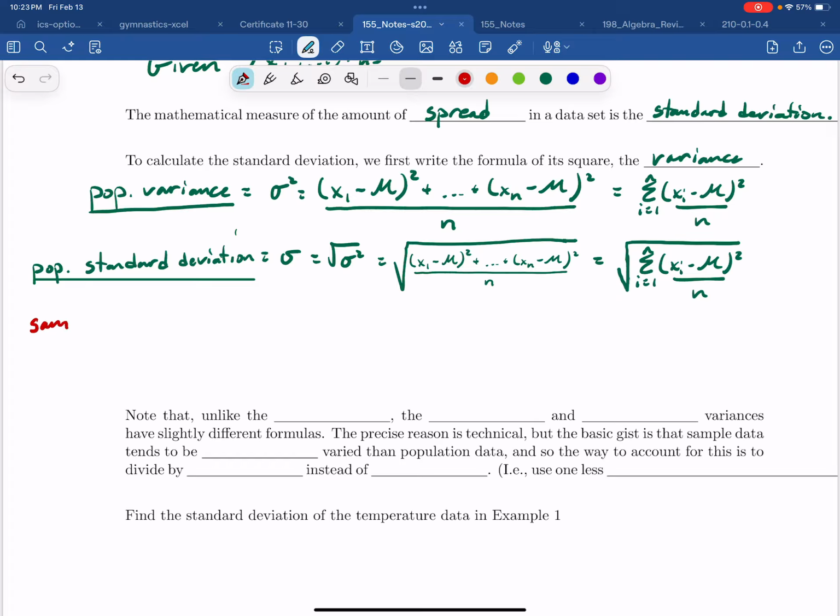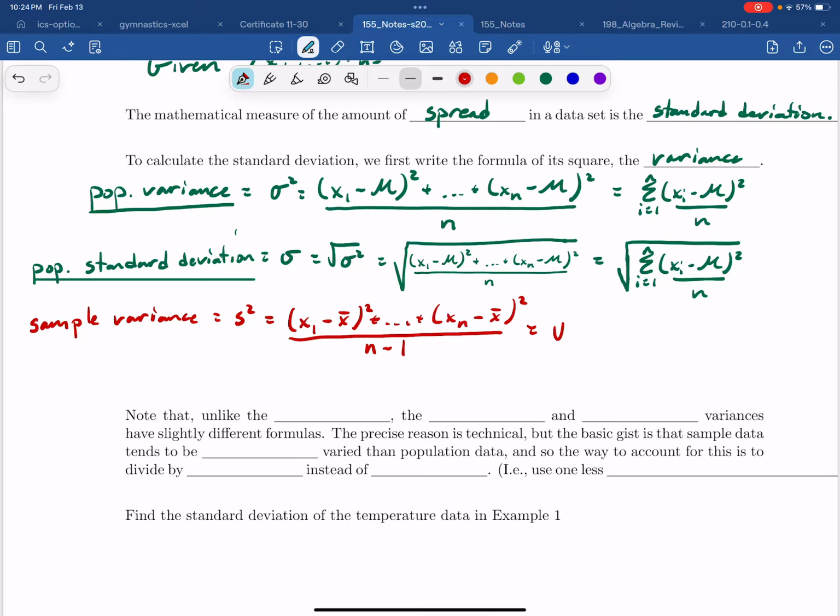So the sample variance equals S squared. Remember, Greek for population, English for sample. Now we're assuming we have a sample of size n. Same thing, but remember that when we talk about the sample mean, we refer to it as x bar. So remember, mu and x bar are both the mean. It's just whether you're talking about a population or a sample. Here's where it's different. You divide by n minus 1.